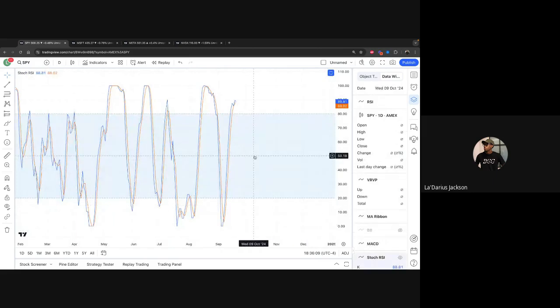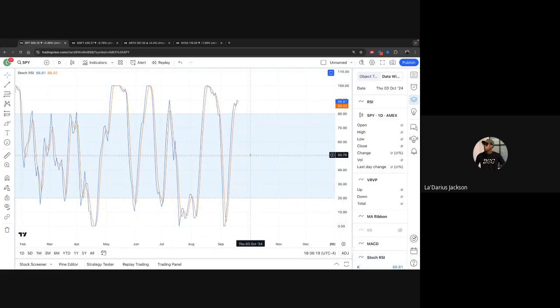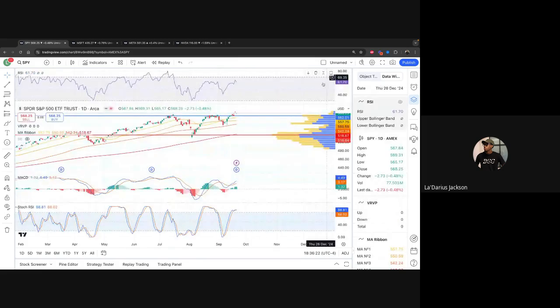Stochastics, RSI. So if the MACD is your trend indicator, the stochastics is your momentum, right? The stochastics is another form of an RSI, but it's a little bit more sensitive. If you compare the two, this one is a little bit slower, as far as where it hits at the top and bottom of its ranges. You can see that we have a couple touches along the top, and a few touches along the bottom.